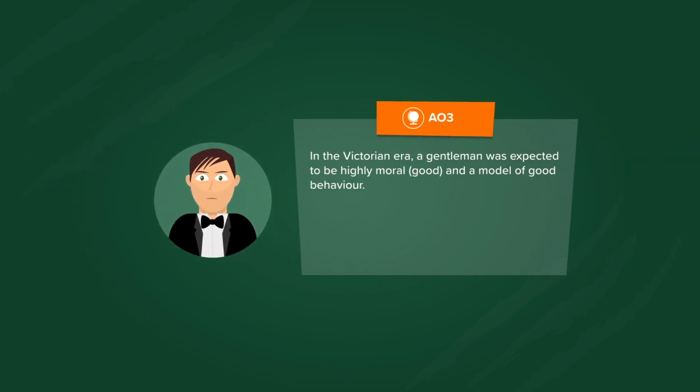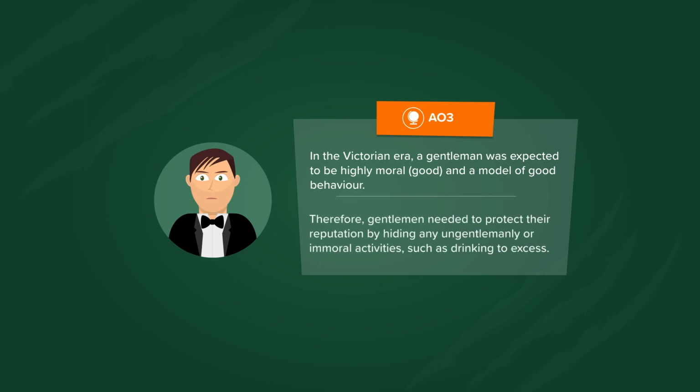In the Victorian era, a gentleman was expected to be highly moral, which means good, and a model of all good behaviour. However, many gentlemen actually indulged in immoral activities, and therefore, to protect their reputation, they hid these activities. Immoral activities might have included drinking to excess.